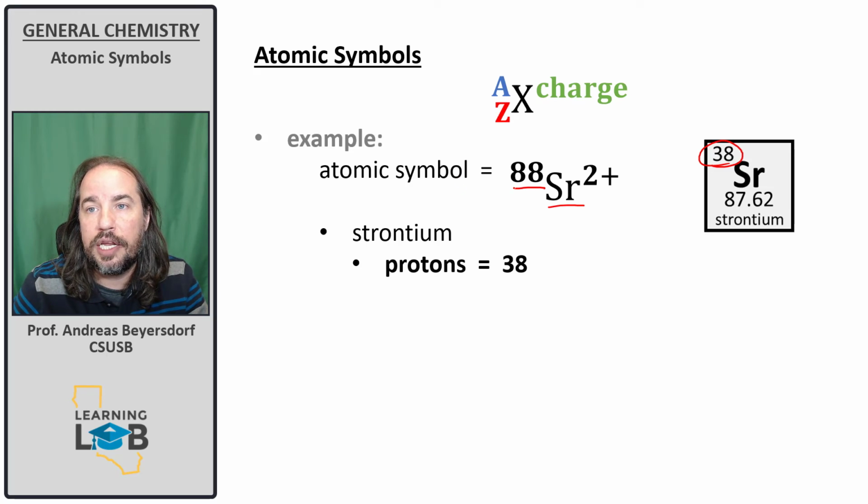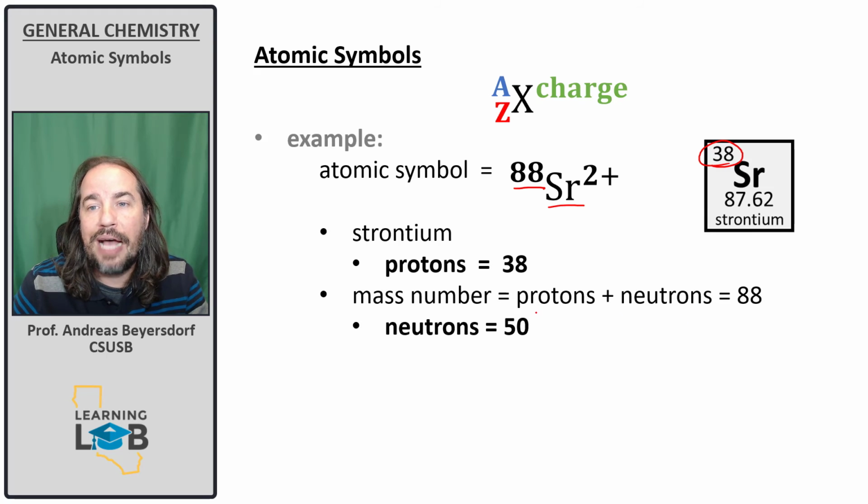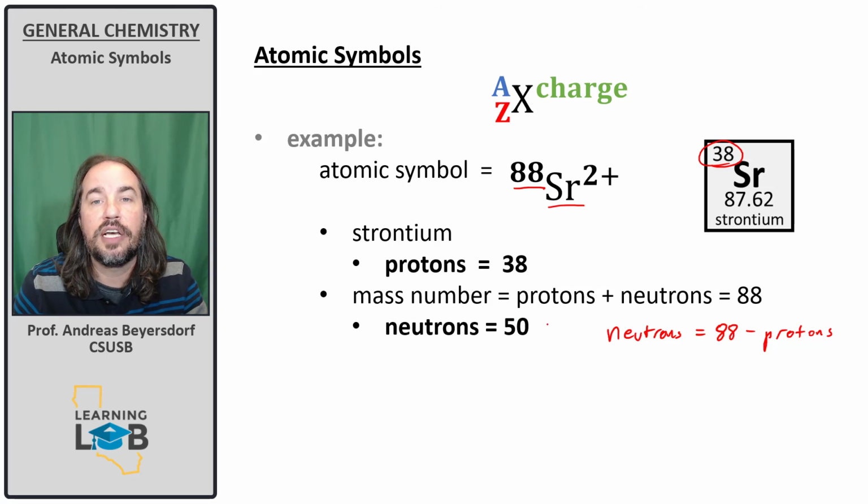Now, this right here, this 88, that's the mass number. So mass number is protons plus neutrons. So seeing that that's 88, and we know it has 38 protons, so that means the number of neutrons is 88 minus the number of protons. So 88 minus 38 gives us 50 neutrons.